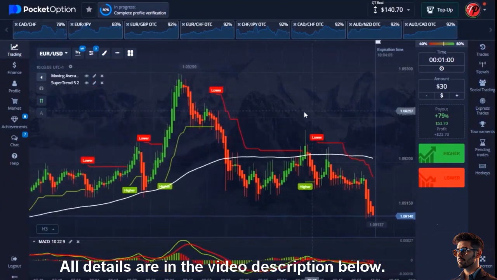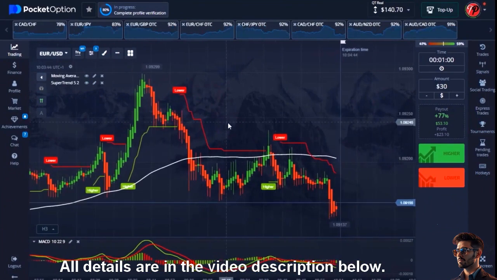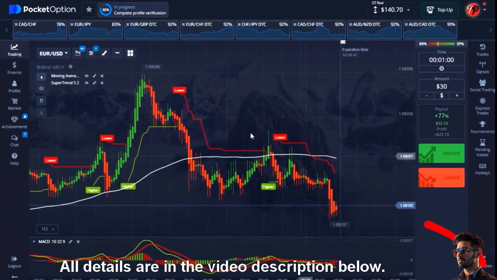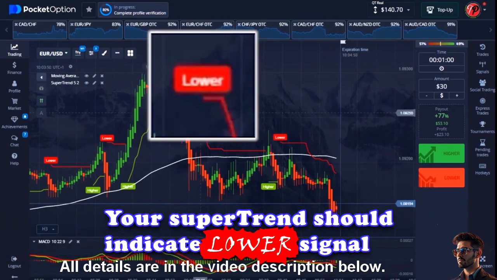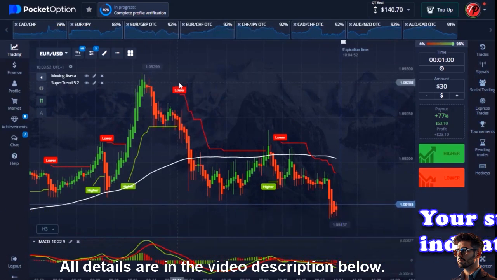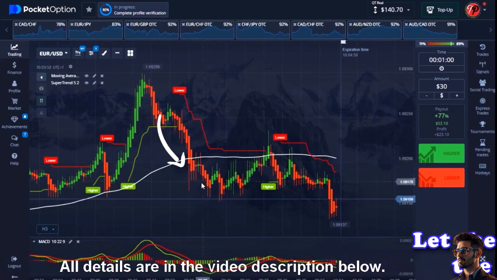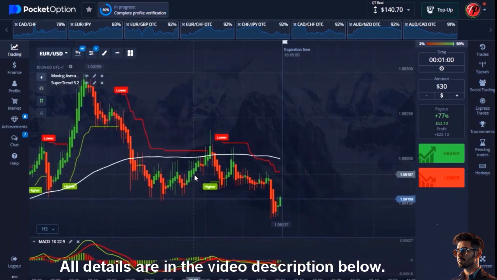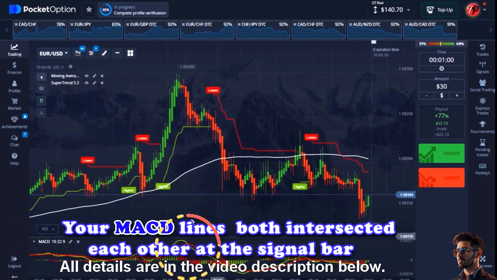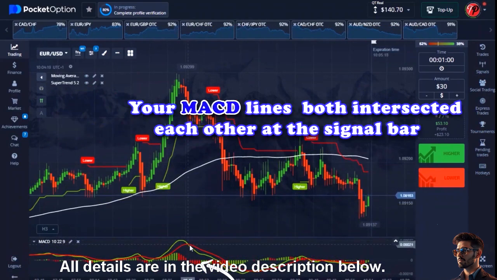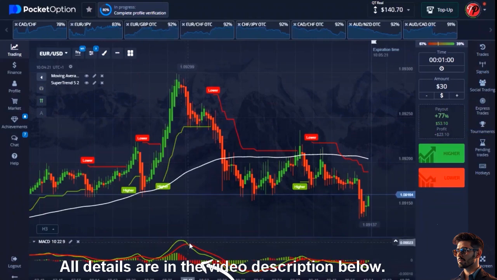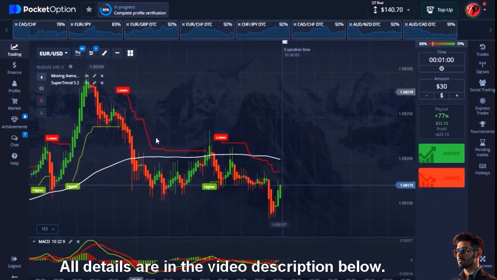The number one thing we always need to look out for before we enter a trade is very simple. For example, if you're going for a down trade, you need to have a lower signal here with our SuperTrend indicator. After that, make sure the candlestick you're placing your trade on is below the moving average, and it must be a very stable trend. Make sure your MACD lines intersect each other above the signal bar here, in a very strong overbought position, giving you a down confirmation before you enter a trade. After you confirm all the indicators are in the downtrend position, then you can go ahead and enter a trade.